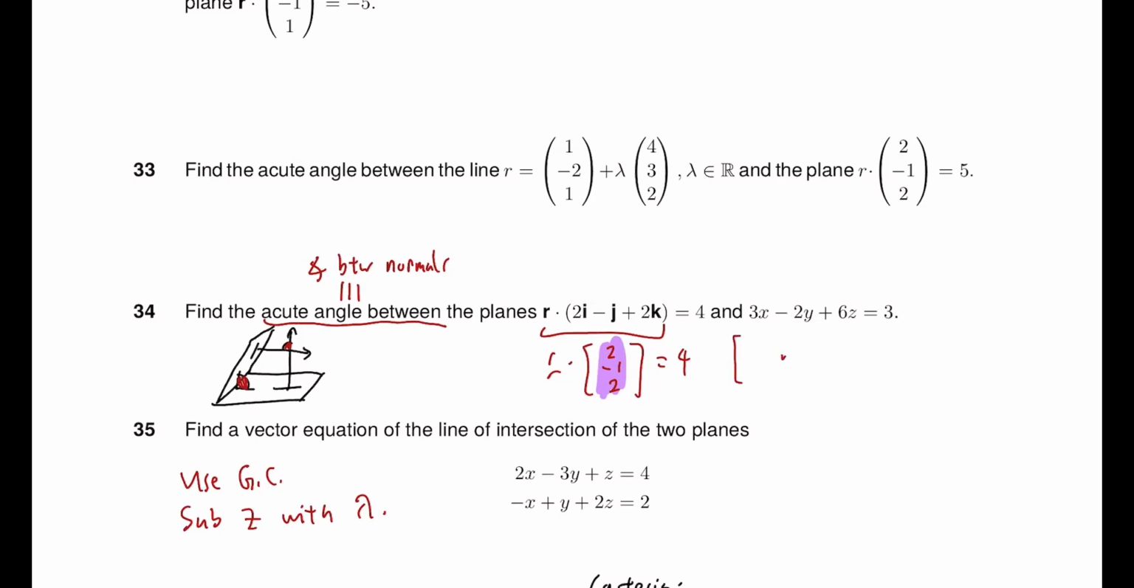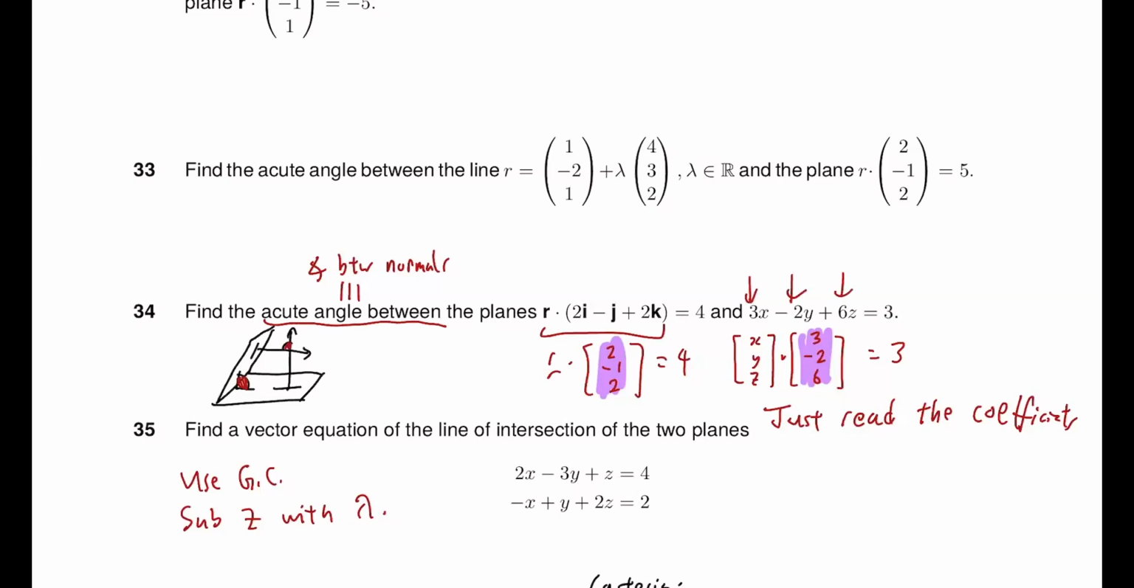So dot product. Always remember dot product between two things. What are the two things? Equal 3. The x, y, z on the left. How about the other one? Then 3, negative 2, 6. So what do you conclude? How do you get this is the normal already, right? What's a faster conclusion? Just read off the coefficients. Can you see? 3, negative 2, 6. That's your normal.